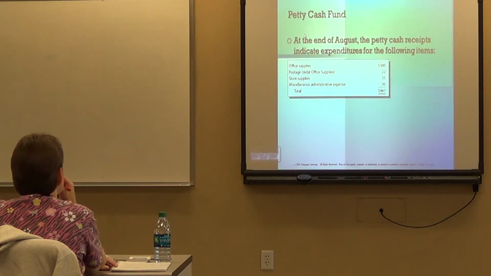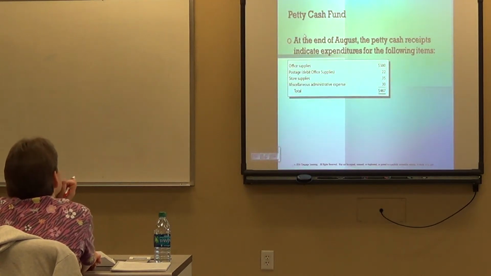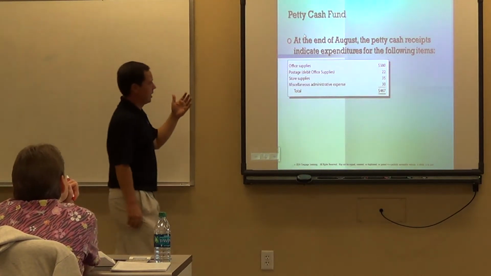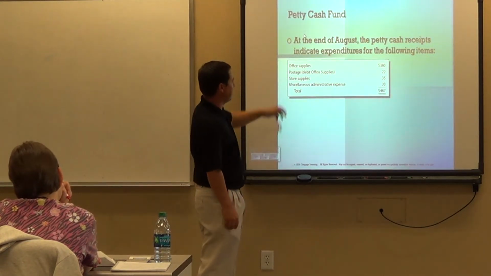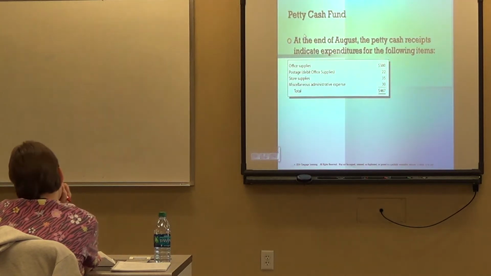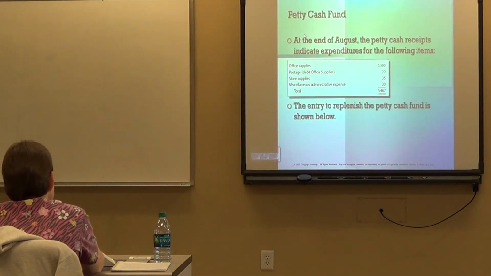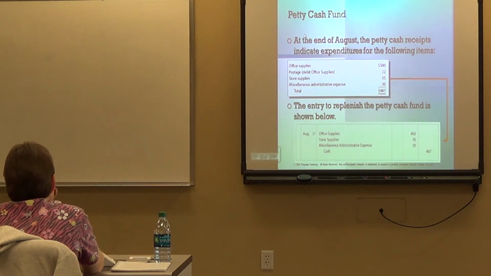So petty cash fund at the end of August, figure out where we spent our money, postage, store supplies, miscellaneous administrative expenses, those type of things, and then office supplies there. So we have $467 that's been used. That would give us $33 left over. And that is what you'd see there.